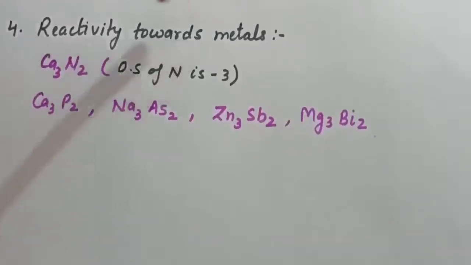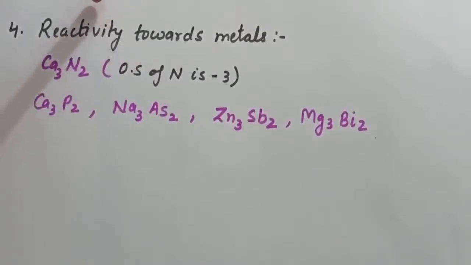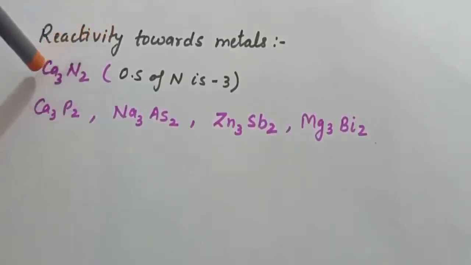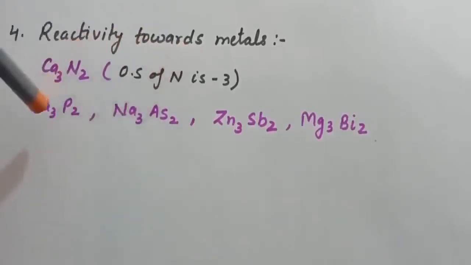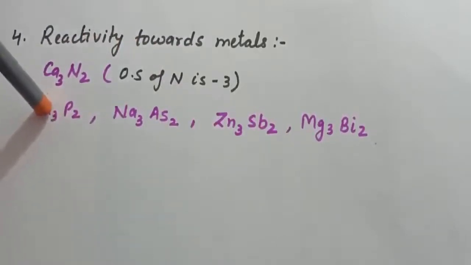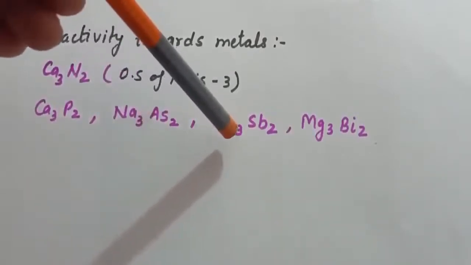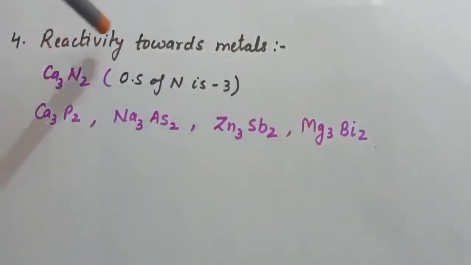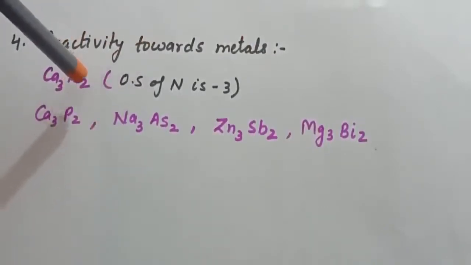Next is reactivity towards metal. All these elements, that is group 15 elements, react with metals to form their binary compounds exhibiting -3 oxidation state. For example, in calcium nitride, the oxidation number of nitrogen is -3. Similarly, we have compounds of phosphorus, that is calcium phosphide, and sodium arsenide. Similarly, we have zinc antimonide and magnesium bismuthide. So these elements react with metals and the oxidation number exhibited is -3.